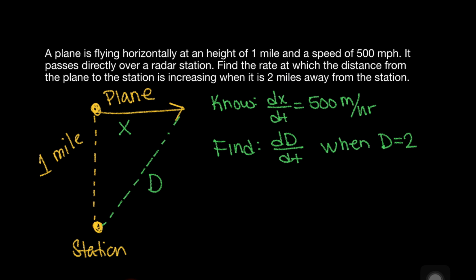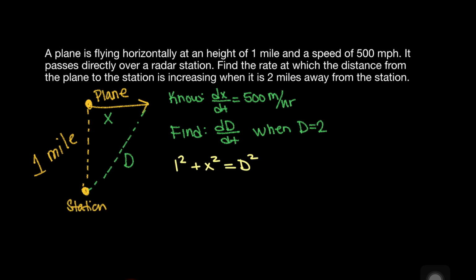Now when I look at this picture, I see a right triangle, and so I can get my equation using my Pythagorean theorem. I know that a squared plus b squared is c squared. Or in this case, 1 squared plus x squared is d squared. So now I have my relationship between my variables. The next step is to take the derivative of that relationship. So the 1 squared is just a constant. That has a derivative of 0.